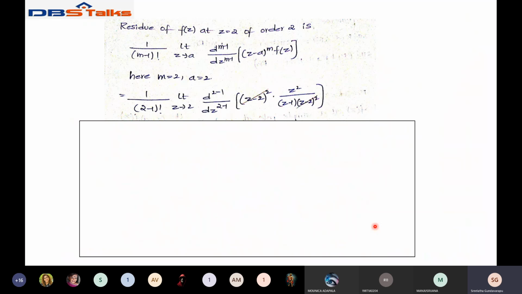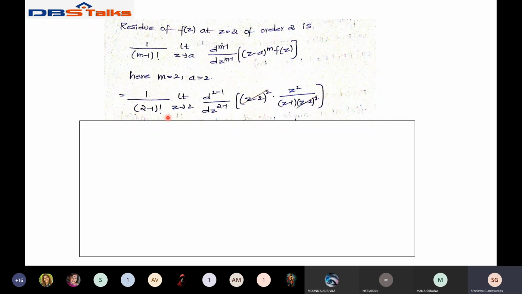Next, to find the residue of f of z at z equal to 2. Z equal to 2 is a pole of order 2. Already we know that for a pole of order m, the residue is 1 by (m minus 1) factorial into limit z tends to a of d power m minus 1 by dz power m minus 1 of (z minus a) whole power m into f of z. So this is the formula for a pole of order m. Here m is 2 and a is 2. Then substitute these values in this formula.